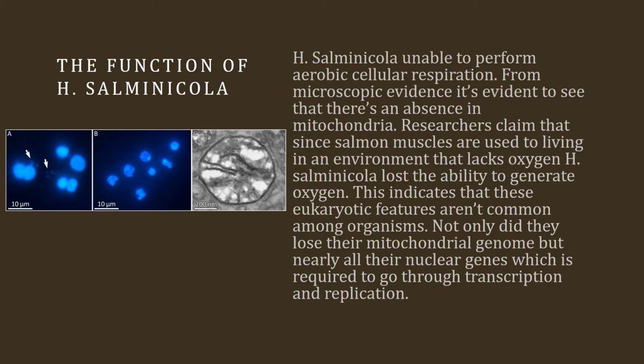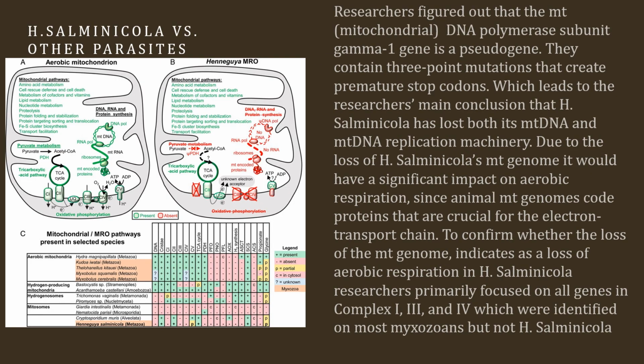And last but not least, I want to discuss H. salminicola versus other parasites. Researchers figured out that the mitochondrial DNA polymerase subunit gamma-1 gene is a pseudogene, which is a section of a chromosome that is an imperfect copy of a functional gene. It contains 3-point mutations that create premature stop codons, which led to the principal conclusion that H. salminicola lost both its mitochondrial genome and mitochondrial DNA replication machinery.